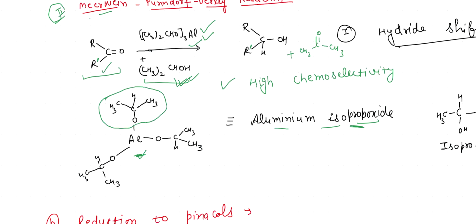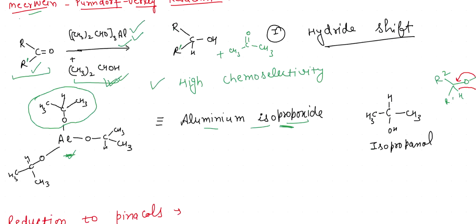Okay. And simply, what is isopropanol? Iso, in which the OH group is attached to the second carbon, that is known as isopropanol. 1, 2, 3. Its IUPAC name is propan-2-ol. Clear? This is also known as propan-2-ol, and its common name is isopropanol.